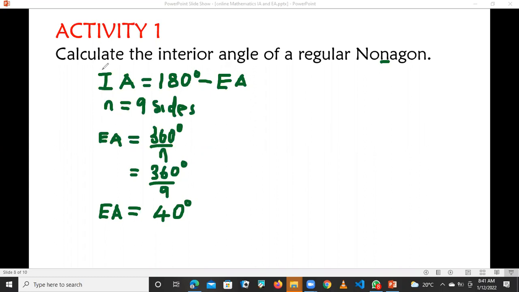But our question says calculate the interior angle. And we said that interior angle is equal to 180 degrees minus exterior angle. So where you have got exterior angle, you are going to replace it with the 40 degrees. So therefore, interior angle is equal to 180 degrees minus 40 degrees. And interior angle in this case is going to be 140 degrees.